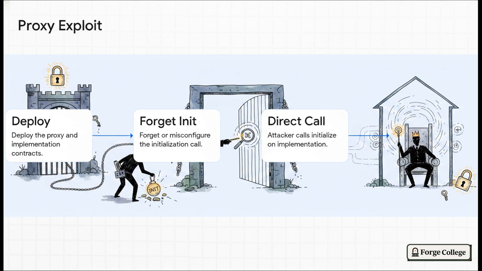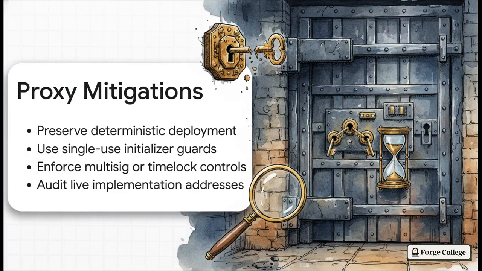Boom. Just like a squatter claiming an empty mansion, the attacker claims ownership. They immediately gain admin power in the implementation's context, and the entire proxy structure is completely compromised. Game over. Look, it's a painful, super embarrassing mistake, but it is 100% preventable.